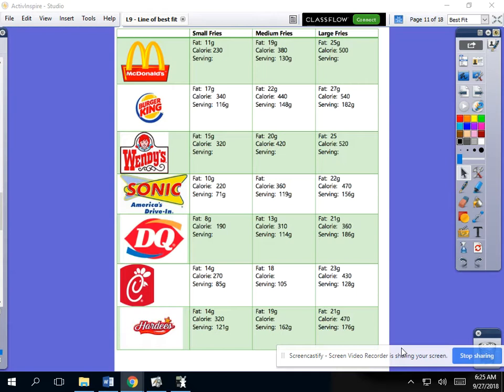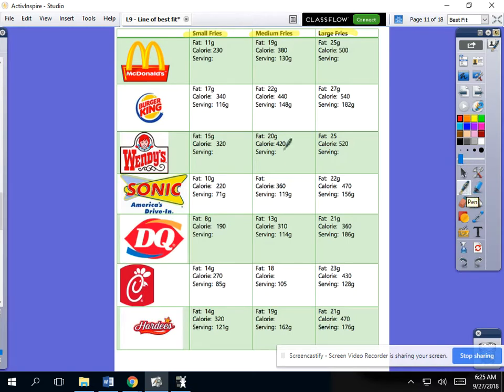So here we have a bunch of different data points. We have a lot of our fast food restaurants here on the left, and then we give you certain pieces of information. We tell you whether you're going to get fries with it or not. So each of these columns are about fries, and you can notice up at the top that they're about either having a small fry, medium fry, or large fries. Each one gives us a few different pieces of data. Some of the data points are missing, so we're going to use our lines of best fit today to try and fill in some of these data points.